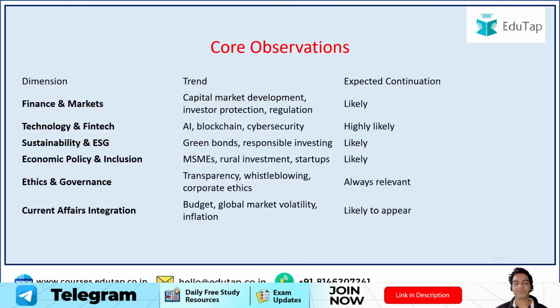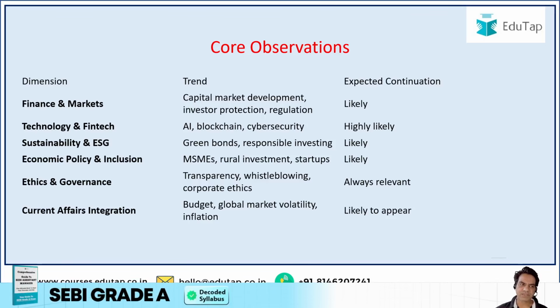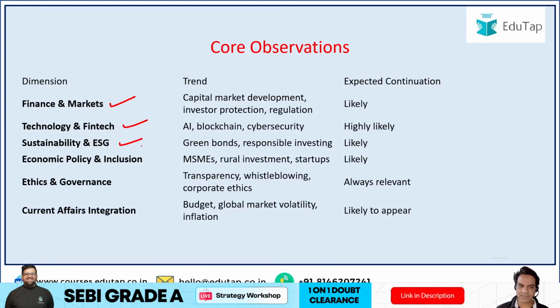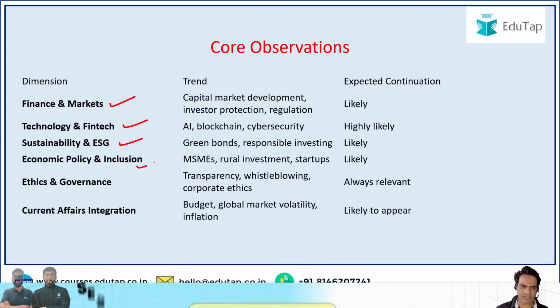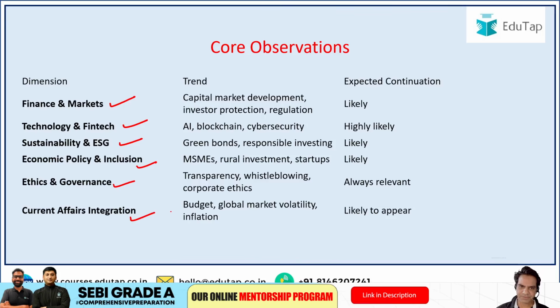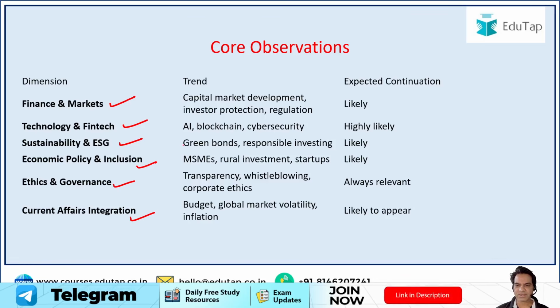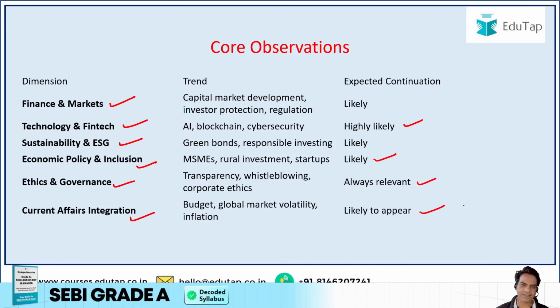Right, now let me give you the tentative topics for this year. For the last 5 years, we have observed the different dimensions that have been asked in the exam: finance and markets, technology and fintech, sustainability and ESG. ESG is environmental and social governance. Then economic policy and inclusion, ethics and governance, and current affairs integration. Right, so the trend has been about market development, investor protection, regulation, AI, blockchain, cyber security. This is highly likely. Green bonds, responsible investing, MSMEs, rural investment, startups, transparency, corporate ethics, and budget, global market, and inflation. Right, so these are the trends.